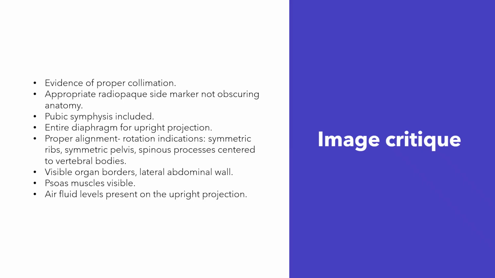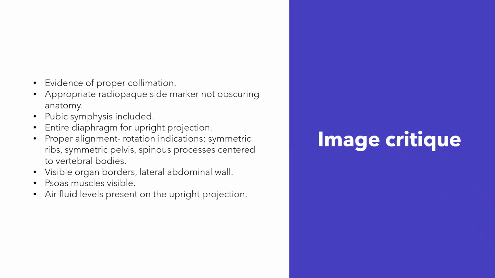Okay. Proper alignment and rotation indications. Okay. I will go over these separately in an image critique session. Okay. But we're looking for symmetric presentation of the rib cage, symmetric presentation of the pelvis, that is, the left side of the pelvis and the right side of the pelvis look like mirror images of each other. Spinous processes centered to vertebral bodies. That's the dashed bony line centered to the ice cubes. Okay.